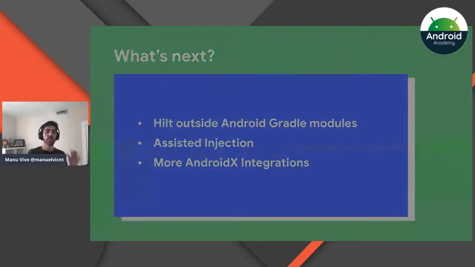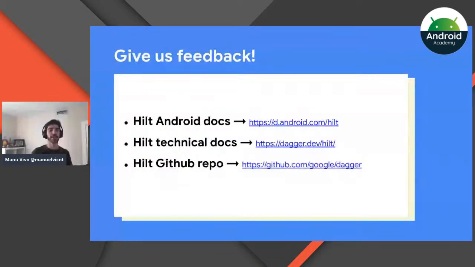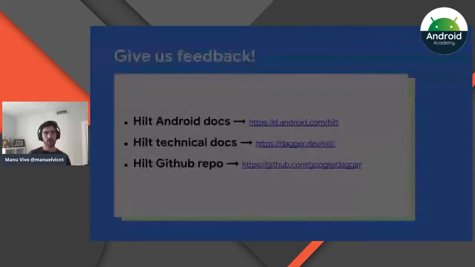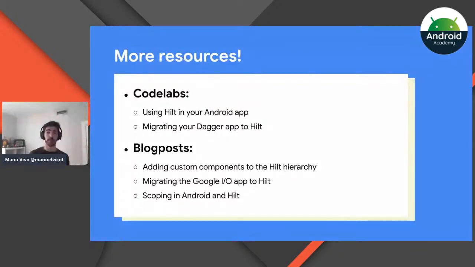And cool, so give us feedback, try Hilt. You have here some links to the documentation. For more Android-friendly documentation, go to developers.android.com/Hilt. And if you want to file a feature request or a bug, use the GitHub repo, which is the Dagger repo. And to learn more about this, you have the codelabs on how to integrate Hilt in your Android app, as well as how to migrate from Dagger to Hilt.